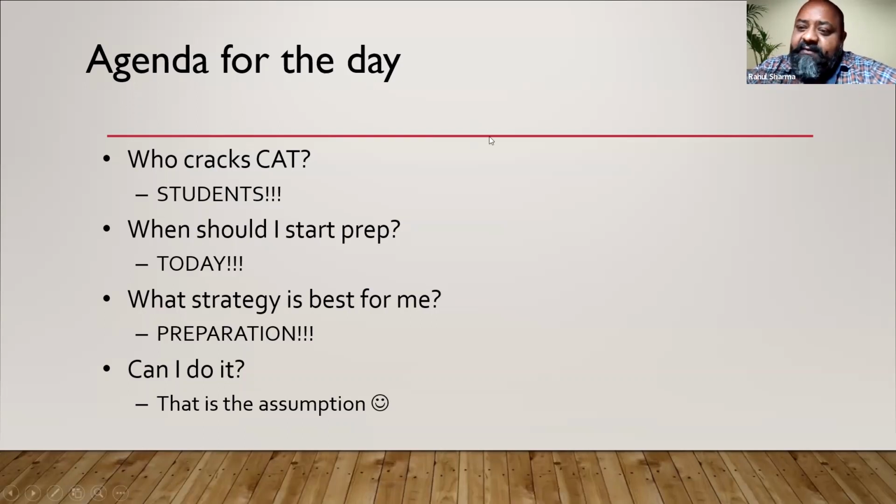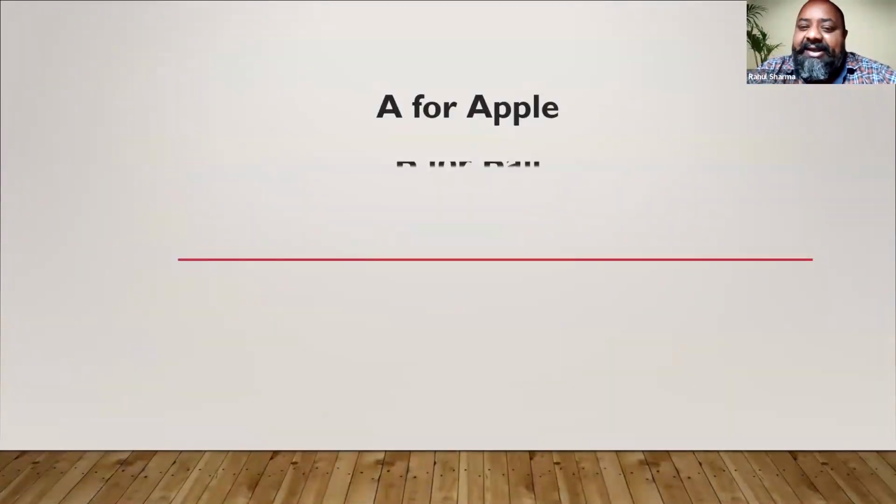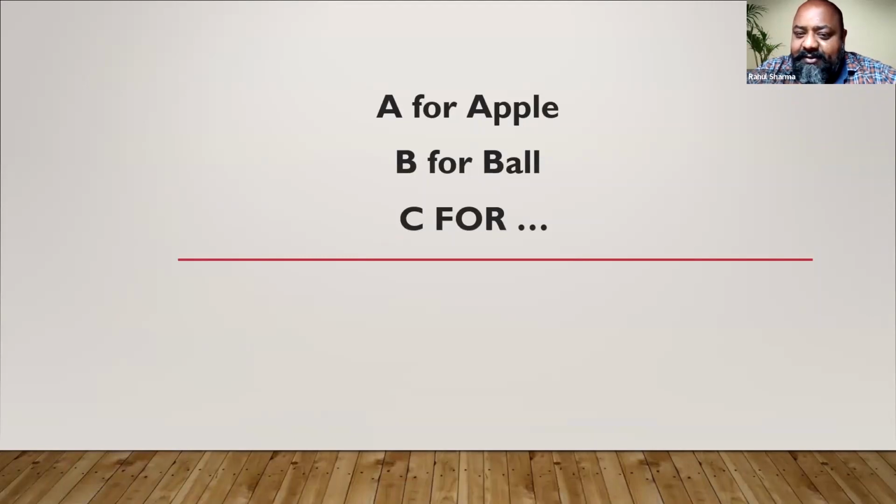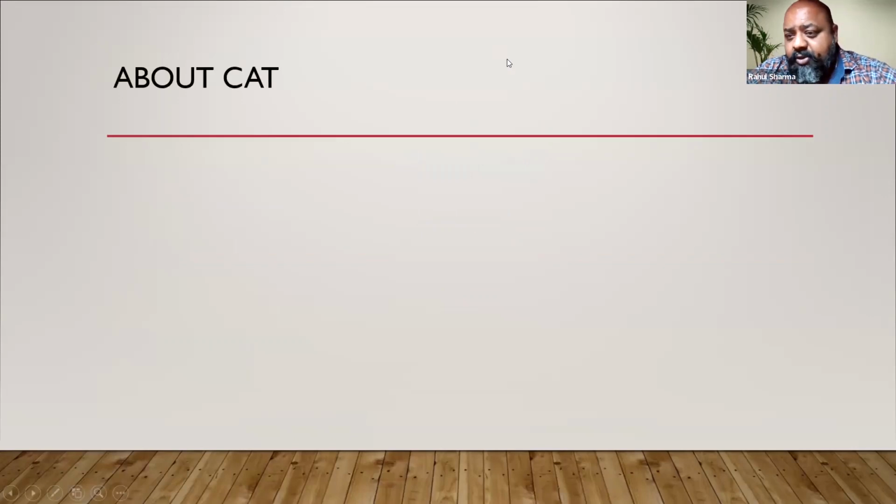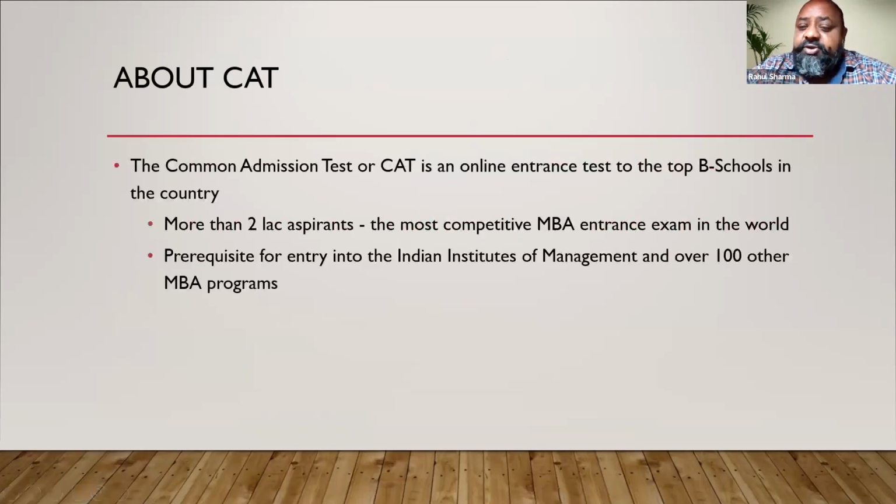So just so that we are all on the same page regarding CAT, I would go with the A for apples and the B for balls. Just a small introduction of what CAT is all about. What are the different parts of the exam? How do you actually make it to the top college? Very briefly. As far as CAT is concerned, it is the Common Admission Test. It is the online entrance test, or the biggest entrance test for MBA programs in India.